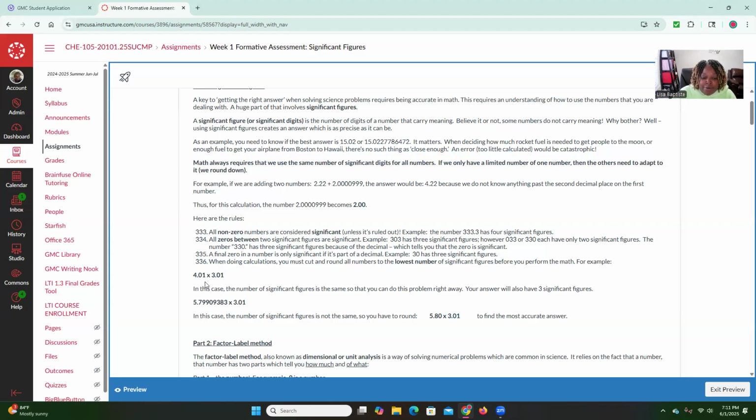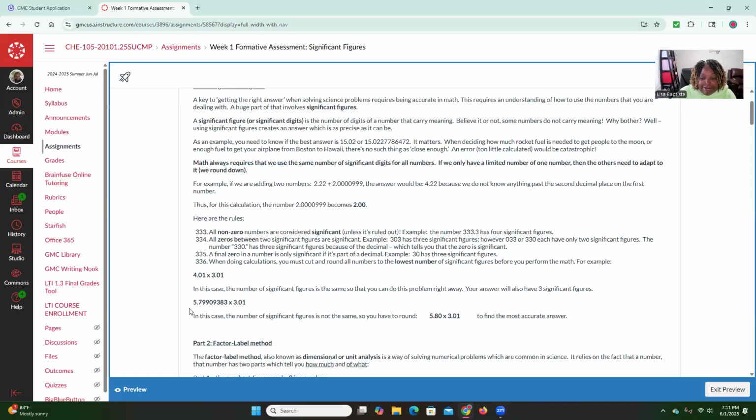So if we have 4.01 times 3.01, these two zeros are in between non-zero numbers, so both of them are significant. When you're multiplying numbers, you always go with the least number of significant figures, and that's how you round the answer at the end. So 4.01 has three significant figures. 3.01 also has three significant figures. And so since they're both three, your final answer should have three significant figures.